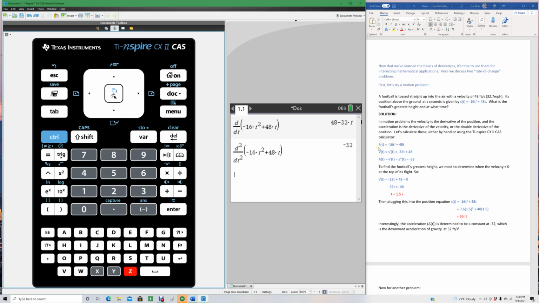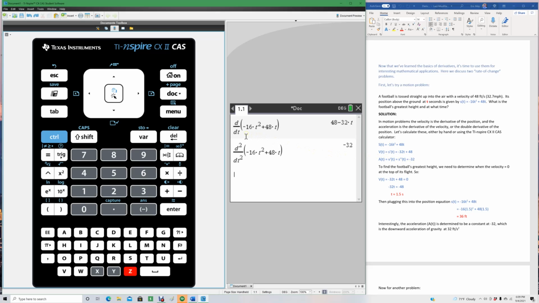First, we once again give our position function as s of t equals negative 16t squared plus 48t. If we take the derivative of that, we come up with the velocity, v of t, and that equals negative 32t plus 48. And if we take the derivative of the velocity, then we get the acceleration, which is the constant negative 32. You can also get these using our calculator.